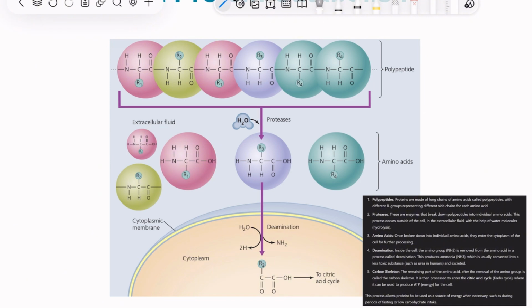Inside the cell, the amino group, NH2, is removed from the amino acid in a process called deamination, right here. This produces ammonia, or NH3, which is usually converted into a less toxic substance, such as urea in humans, and excreted. The remaining part of the amino acid after the removal of the amino group is called the carbon skeleton. It is then processed to enter the citric acid cycle, or the Krebs cycle, where it can be used to produce ATP for the cell. So this process allows proteins to be used as a source of energy when necessary, such as during periods of fasting or low carbohydrate intake.